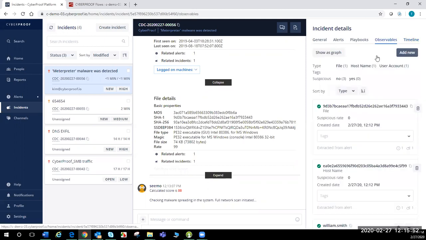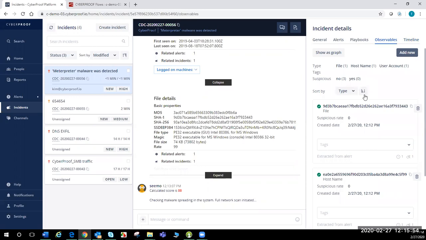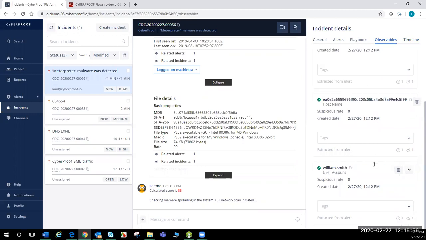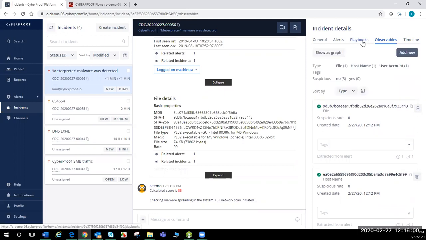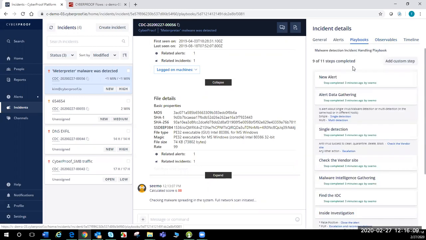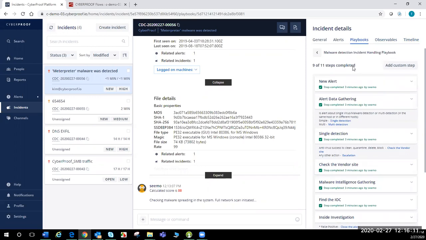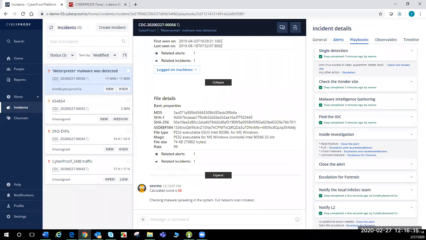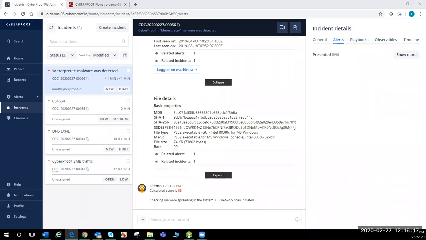Observables, this is the additional information we're adding around the actual threat and files, and the information around the user's account. The actual playbook that is assigned to this, this is the actual playbook that we have assigned, which is malware detection and incident handling. And this is basically where SeeMo understands or knows that he is supposed to do specific steps. And these are the steps that are associated with it. Of course, the alerts that we have within this, these are the actual alerts that are associated as well.